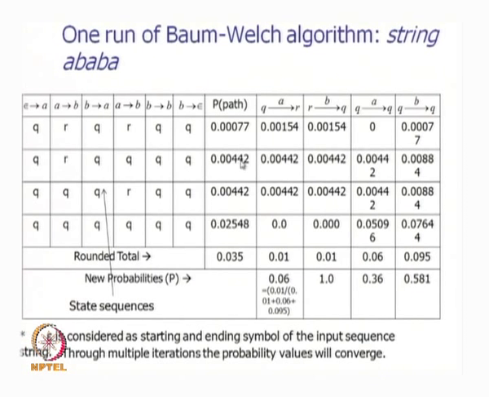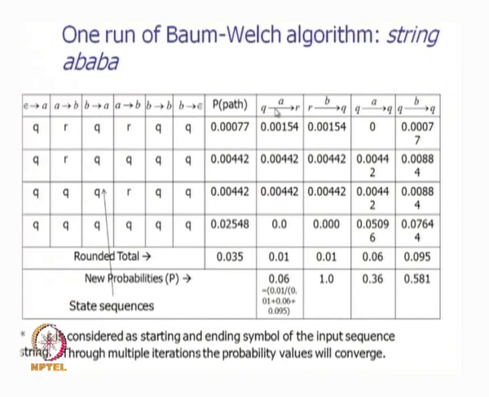0.00442, the probability of the path, and Q to R on A appears only once. So, this is multiplied by 1 and we have 0.00442. In this case also we have the path probability as 0.00442 and Q to R on A appears only once. So, multiplied by 1, 0.00442. The probability of this path sequence is 0.02548. Q to R on A does not appear here. So, this is 0, therefore, path probability into count gives me 0.